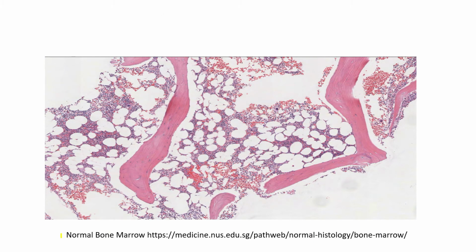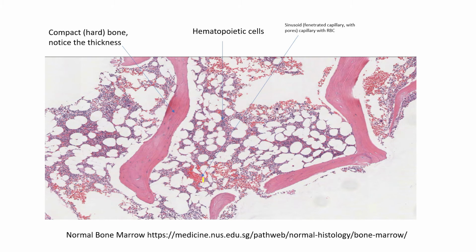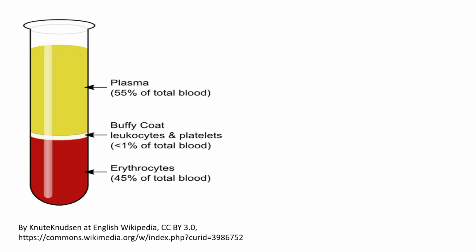Sort of shifting gears, we have normal bone marrow. And here we can appreciate the compact bone, the cortical bone, the hard bone, and it's incredibly thick. In the middle, we can see hematopoietic cells. We can also see sinusoids, which are fenestrated capillaries with red blood cells. And these sort of vacuoles right here are adipocytes or fat cells.